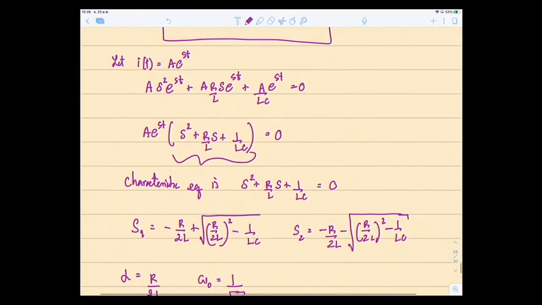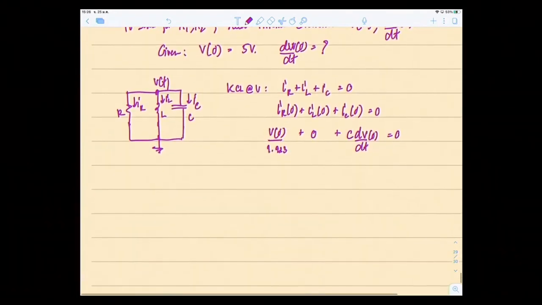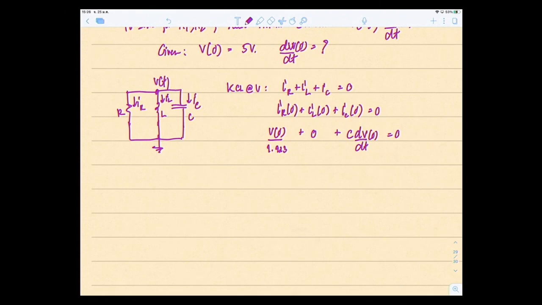The problem says IL at 0 is equal to 0 amps. Therefore, V at 0 is 5 volts, and dV/dt at 0 is equal to minus 5 over 1.923 times C, which is 10 times 10 to the minus 3. So the answer is minus 260 volts per second. Now we can substitute this to find A1 and A2.